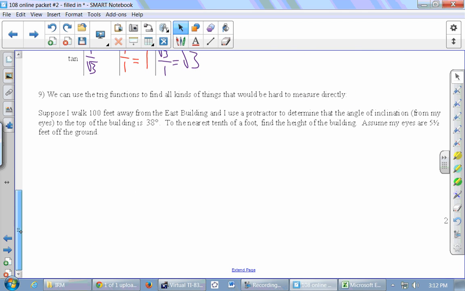Number 9. We can use the trig functions to find all kinds of things that would be hard to measure directly. Suppose I walk 100 feet away from the east building and I use a protractor to determine that the angle of inclination from my eyes to the top of the building is 38 degrees.